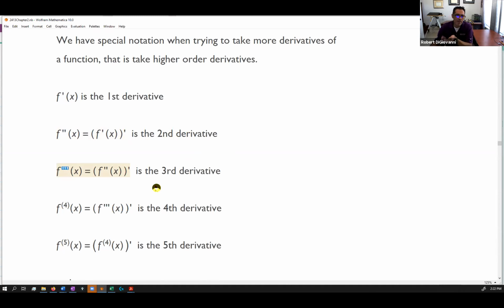Now it starts to get ridiculous because you don't want to put like 17 prime marks to represent the 17th derivative. So what we start to do is move away from the primes and put a number there. Now, be careful, because there is a huge difference in notation. If I have a function and I write f4 of x, versus f parenthesis 4 of x, these mean two completely different things.